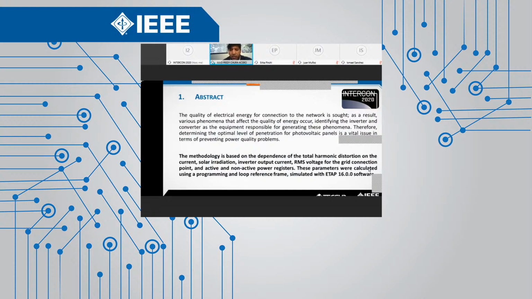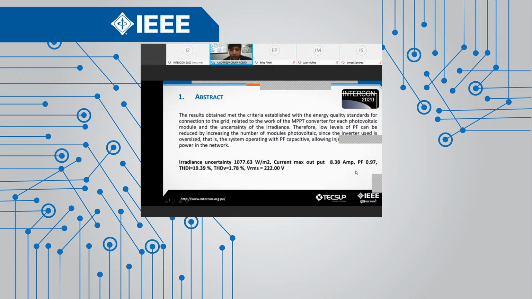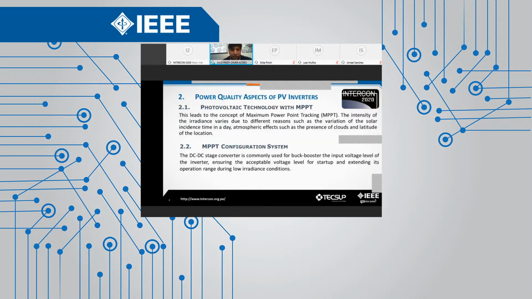Inverter output currents and AC voltage for the grid connection points. In the next presentation, we can see how the poor quality aspects of photovoltaic inverters work. The number one is the photovoltaic technology with MPPT. This leads to the concept of maximum power point tracking, the MPPT.